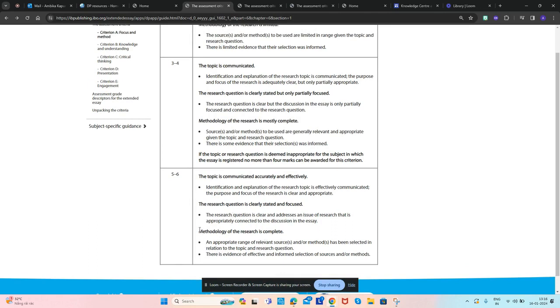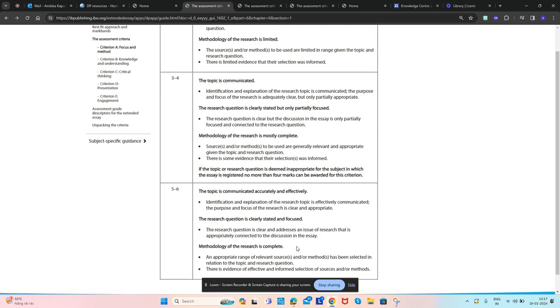Let's understand if the student did well or excellent in the methodology of the research, where he used an appropriate range of relevant sources or methods as per the selected topic or research question. However, his research question is not clearly stated but only partially focused. Here, the methodology is good, but the research question is partially focused.